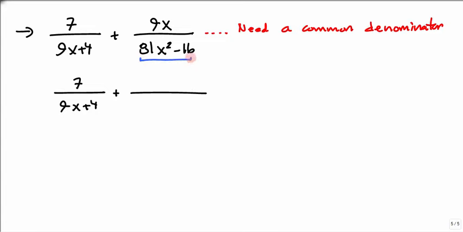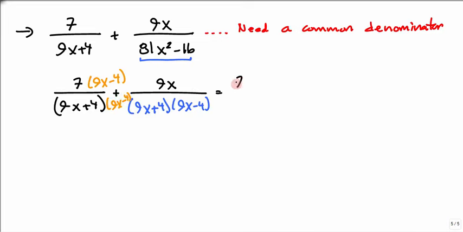Now 81 is a perfect square and so is 16. This is called the difference of perfect squares. This factors into 9x plus 4 times 9x minus 4. Of course the 9x in the numerator doesn't have much to do with it. Now my common denominator here will be 9x plus 4 times 9x minus 4. I already have the 9x plus 4 here, so I need to multiply top and bottom by 9x minus 4.